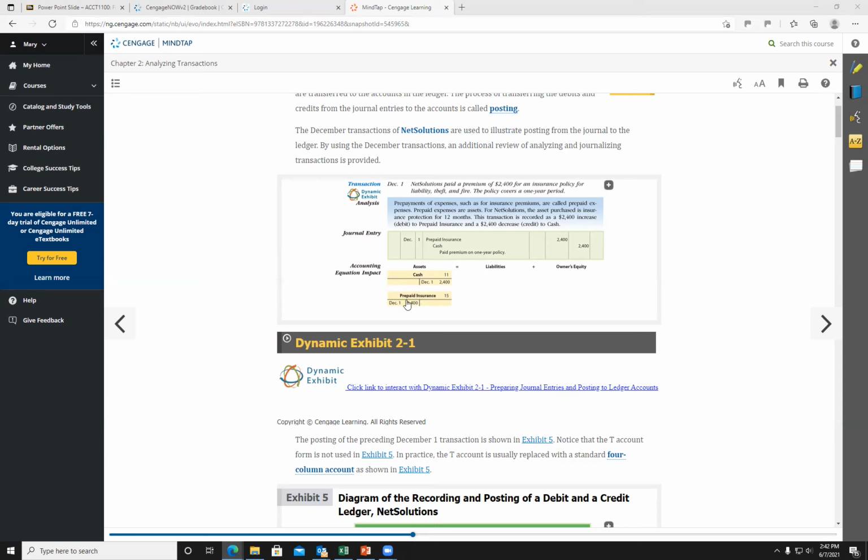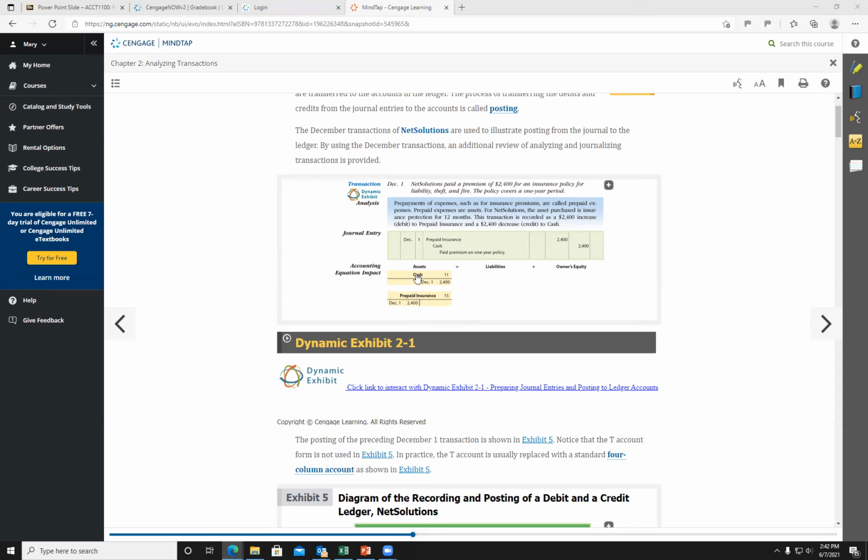We're increasing our prepaid insurance account, so we are going to record it with a debit. Here on the T account, it's on the left side. And if you look up here on the journal entry, it's listed first, prepaid insurance. And then over here, this is always going to be your debit column. And this is always going to be your credit column.